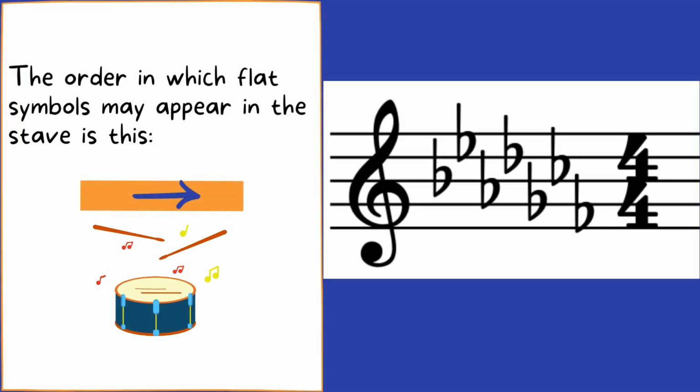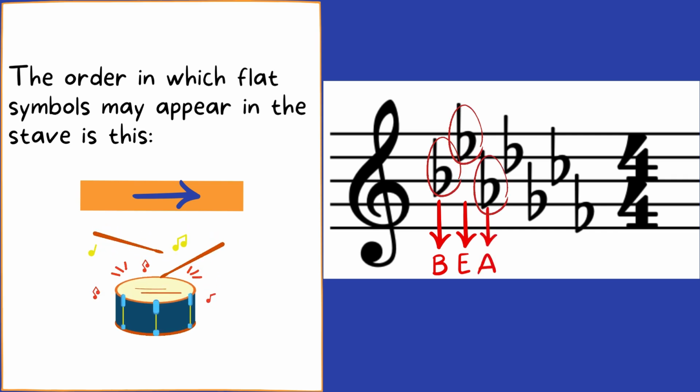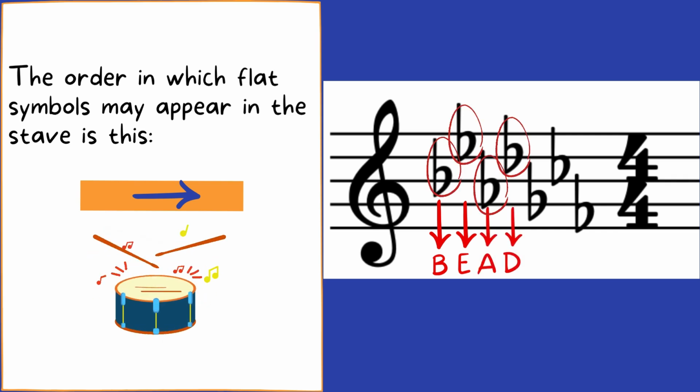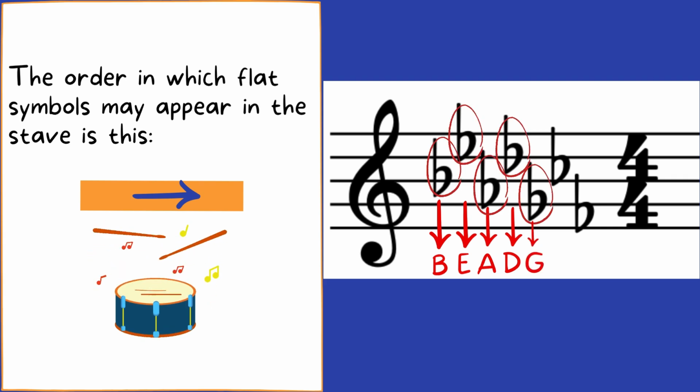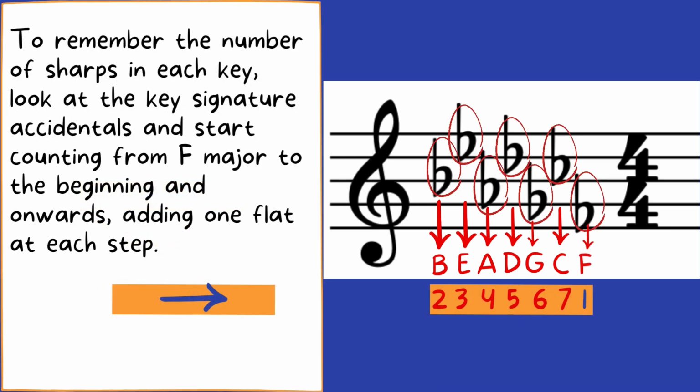Let's see what happens when there are flats in the key accidentals. The first flat that appears is B. Then comes E. The next one is A, D, G, and finally, C and F. To remember the number of flats in each key, look at the key signature accidentals, and start counting from F major to the beginning and onwards, adding 1 flat at each step.